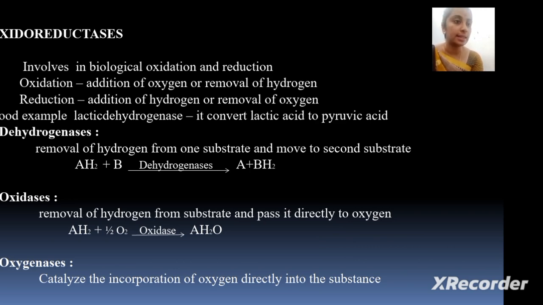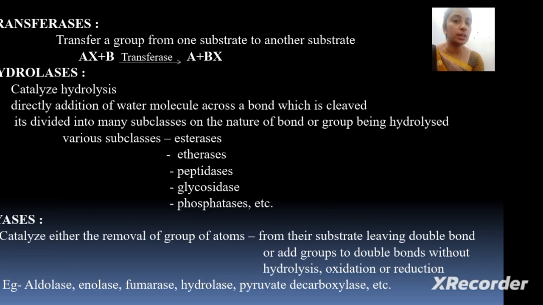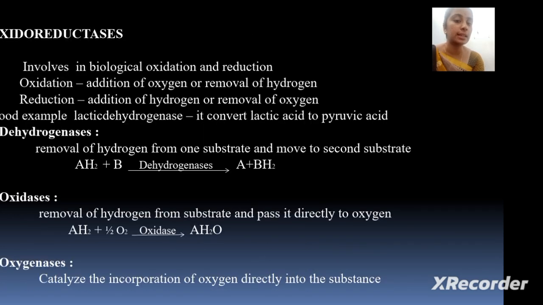Next is oxidase, which removes hydrogen from the substrate and passes it directly to oxygen. The equation is AH2 plus half O2 gives A plus H2O. Then oxygenase catalyzes the incorporation of oxygen directly into the substrate. So dehydrogenase, oxidase, and oxygenase are examples of oxidoreductase enzymes.